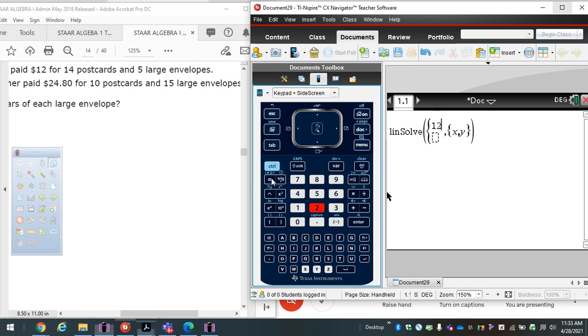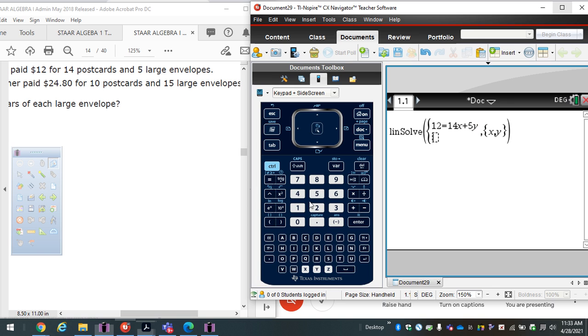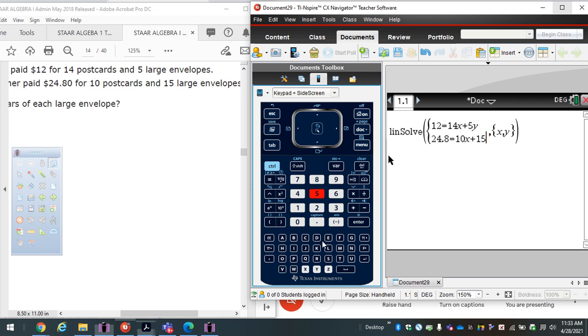12 is equal 14x plus 5y. 24.8 is equal 10x plus 15y.